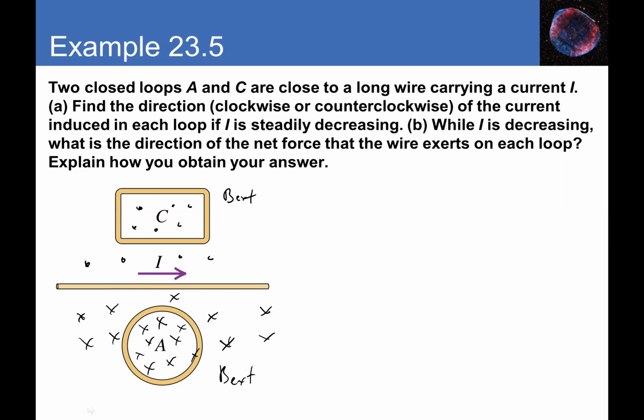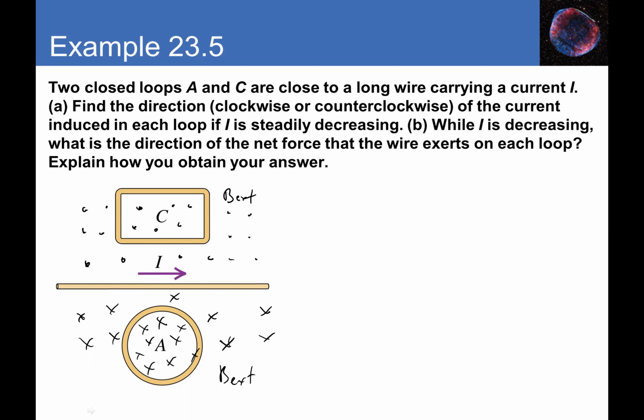All right. Now, what we get from here is this. If the current is constant and steady, there will be no induced current in any of those loops. But part A tells you to find the direction, clockwise or counterclockwise, of the current induced in each loop if the current is steadily decreasing. That means the current in the straight wire is decreasing, which means the magnetic field is decreasing. That means the flux through both of those loops will be decreasing.